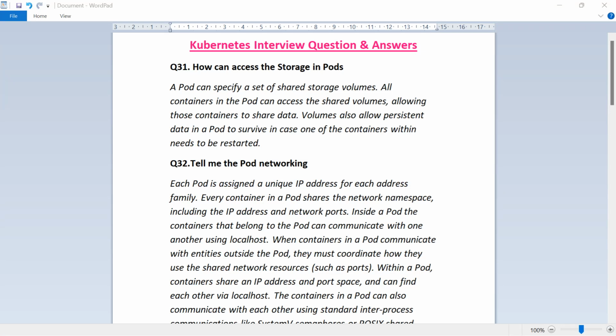We are learning Kubernetes interview as well as certification level questions and answers. Let's come to the video.